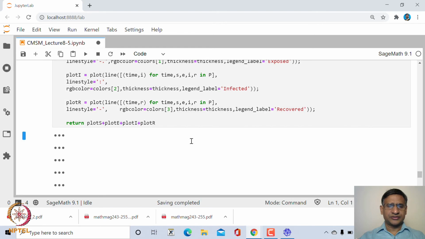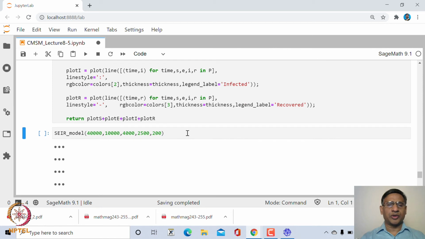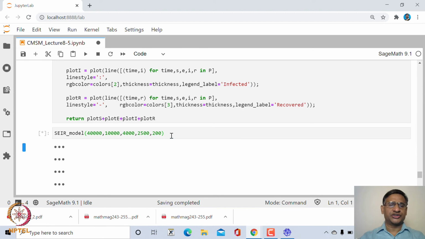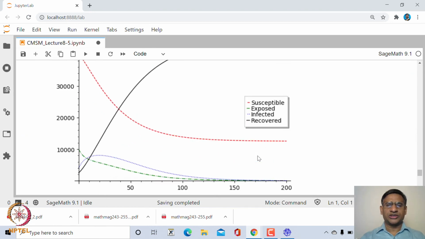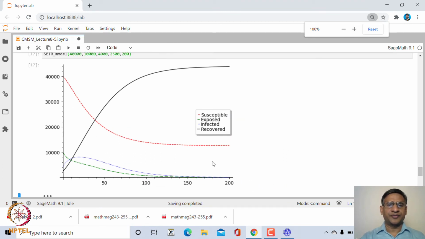Now let me run this. Once you have run this, next we can plot. So let us call this SEIR model with initial population 40,000, and this E is the exposed one, 10,000, this is I, which is the infected ones, which is 4,000, and this is R, which is the recovered, 2,500, over a period of 200 days. So when you plot this, this is what you get. Let me make it slightly small so that you can see the entire curve.